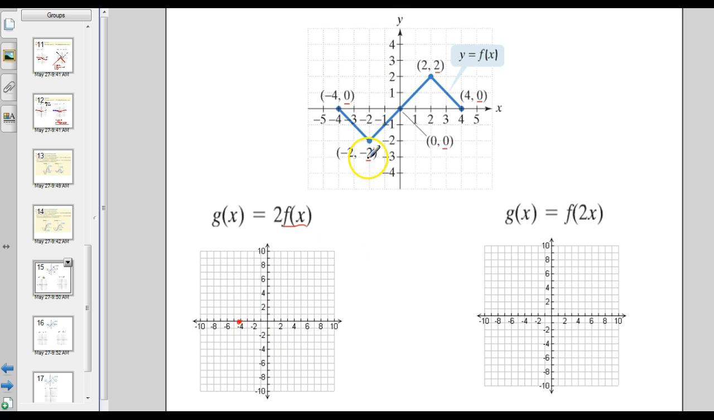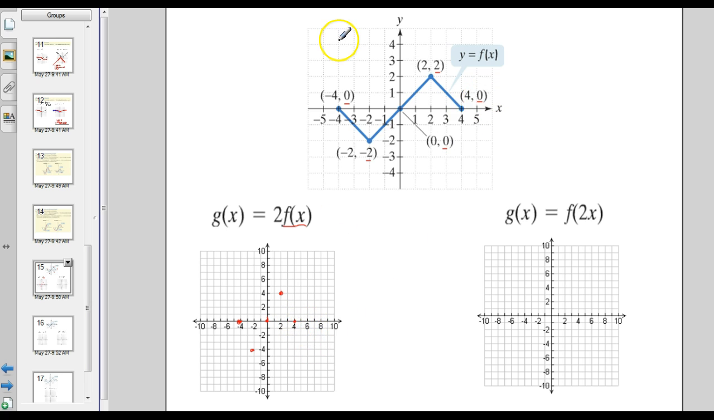If you double negative 2, you get negative 4. Okay, that was taking place at negative 2. So there's negative 2, now that's going to go down to negative 4. Okay, double 0 again, you get 0. So at 0, we're still at 0. Alright, when x was 2, double 2, you get 4. So I get 2, 4. Alright, and then double 0 again, I get 0. So 4, I'm back to 0.